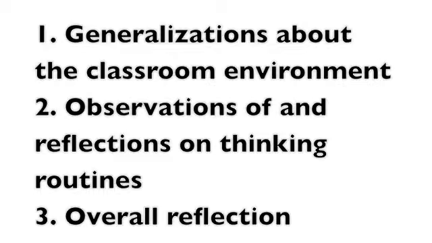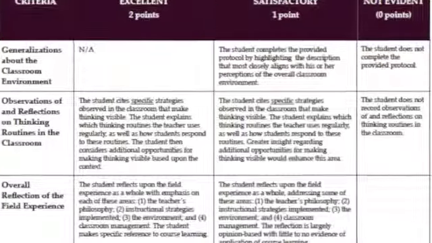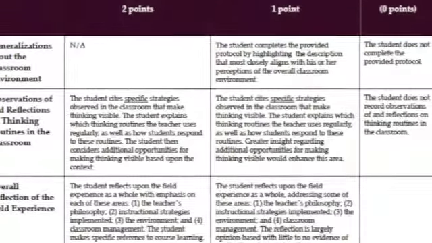Field Notes and Reflection 3 will be evaluated following these criteria. Generalizations about the classroom environment: whether the instructor-provided protocol was completed. Observations of and reflections on thinking routines in the classroom: the student cites specific strategies observed that make thinking visible, including how students responded and what additional opportunities exist for making thinking visible based upon the context. And overall reflection of the field experience: the student reflects upon the field experience as a whole with emphasis on the teacher's philosophy, instructional strategies implemented, the environment, and classroom management. The student makes specific reference to course learning.